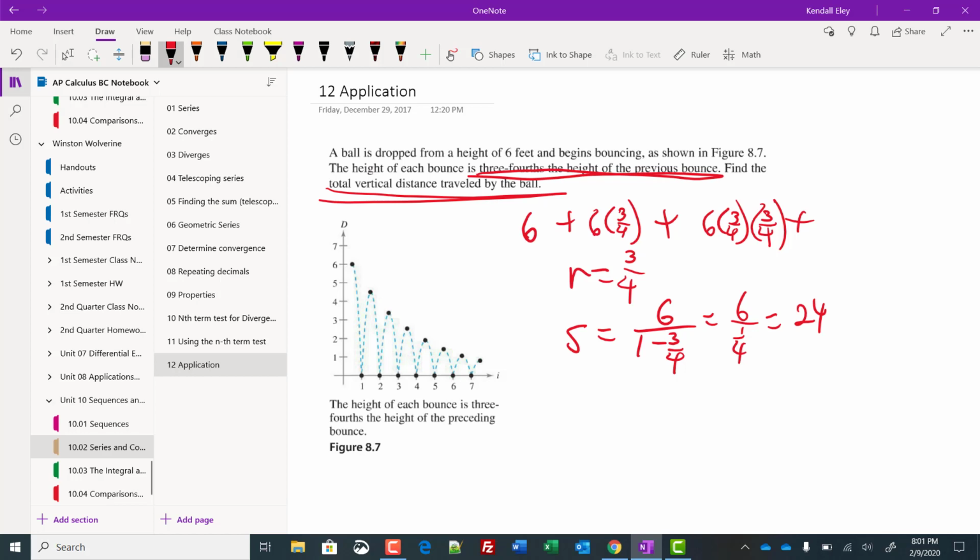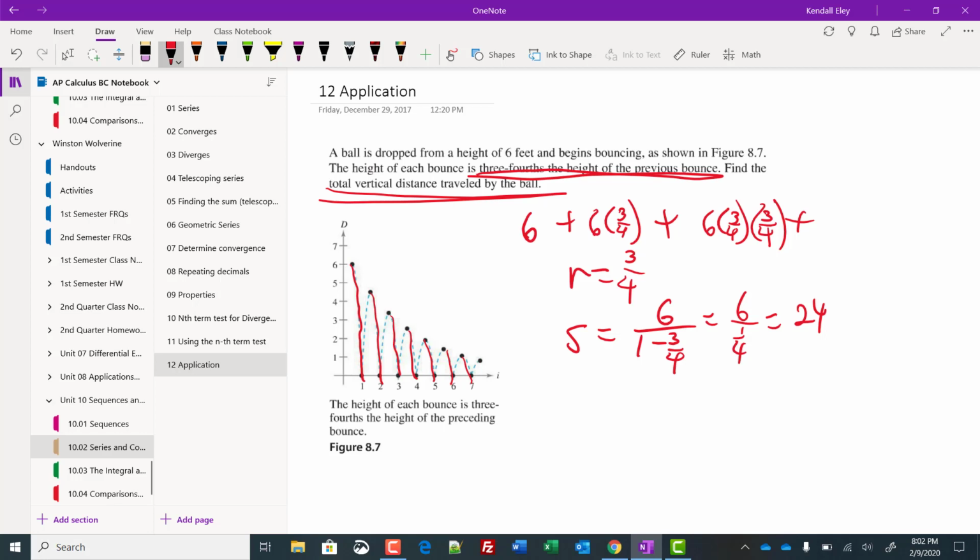The 24 is only talking about the distance that the ball has dropped each time. Notice the 6 feet is how far it goes down. The 6 times 3/4, if it's talking about the up, then we don't have anything to talk about the down. So each of the numbers in our sequence there are just the down beats, just how far down it falls. So we need to go back and figure out how far up it bounces each time.